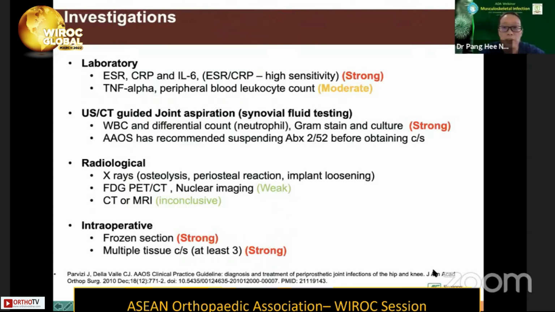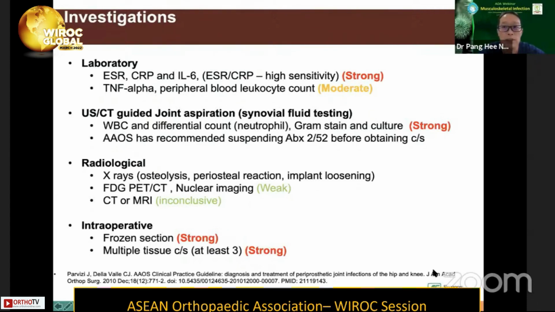The gold standard in diagnosis of PJI is joint aspiration, whether you do an ultrasound or CT-guided aspiration. And you send it for the Synovasure test kit, as well as cell counts and differential counts. It is important to maximize the yield from this aspiration, because if you don't have a bacterial pathogen, then half the battle is lost already.